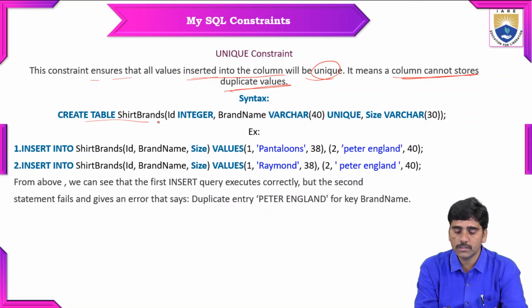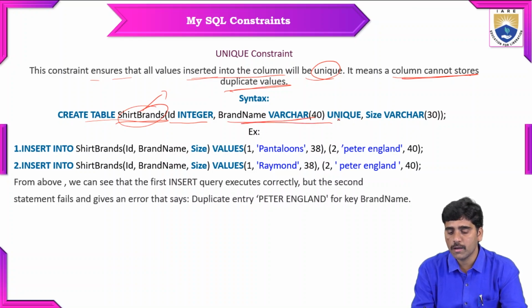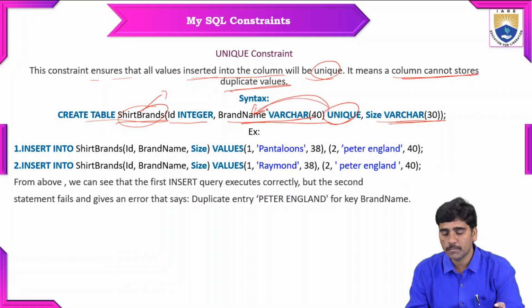Create a table shirt brands. Shirt brands is the table name that I am creating, with id integer type, brand name varchar, and I am applying a unique constraint to this brand name column, and size varchar of 30. So among these three columns, I am applying a unique constraint to brand name. That means the brand name column does not allow the same values or duplicate values.